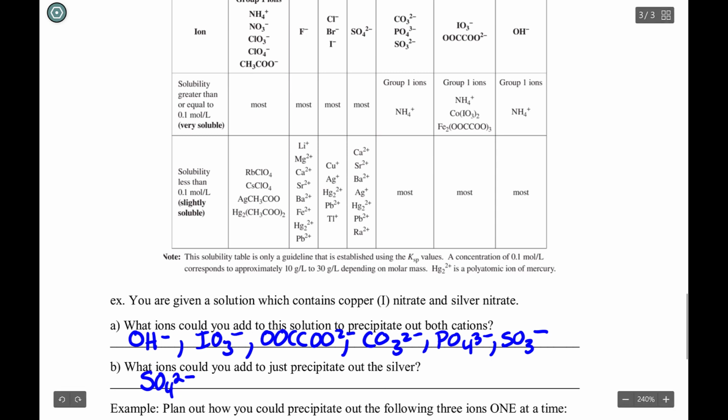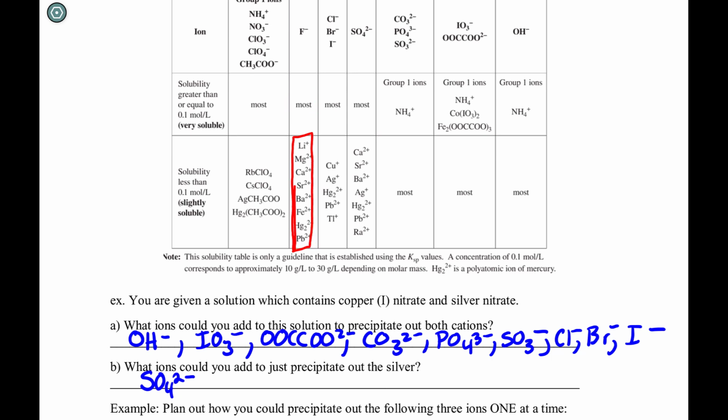Now let's move across. Chloride, bromide, and iodide are soluble with most things, but they are insoluble with copper 1, silver, mercury, lead 2. So those would precipitate out both. I could add this to my list. Chloride, bromide, iodide, these are all insoluble with silver and with copper 1. Moving over, fluoride is soluble with most except for these. Silver and copper 1 are not part of that, so they would fall underneath most, so I can't add that to my list. And then I move on.